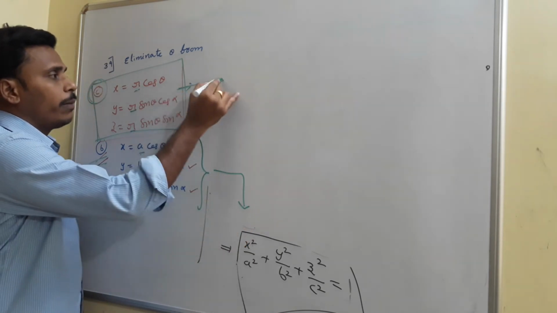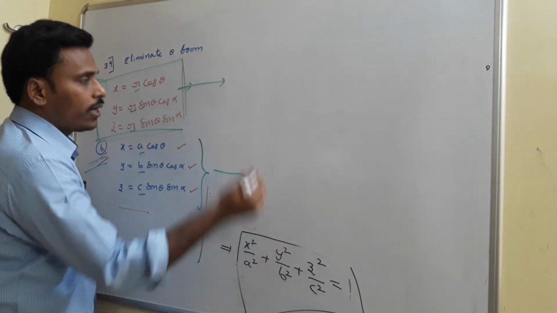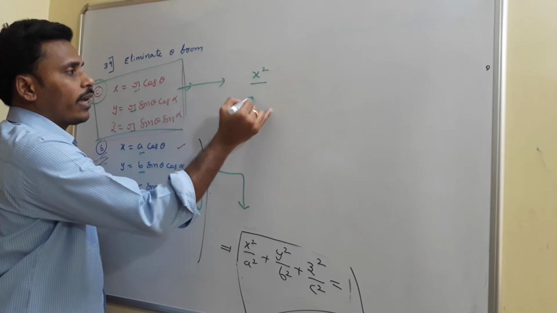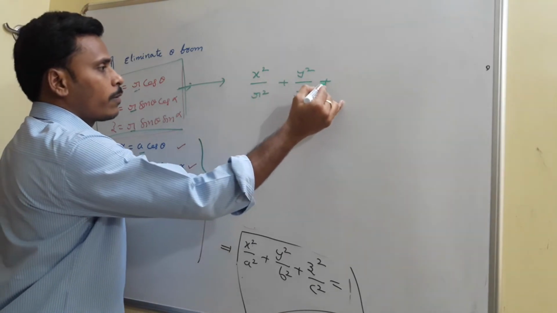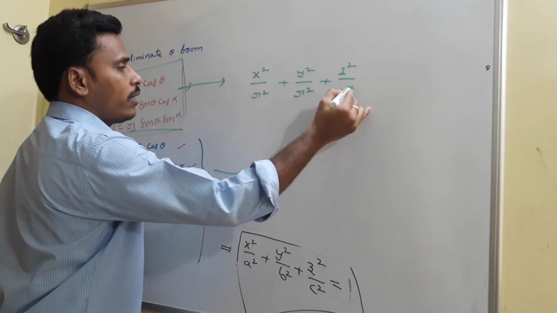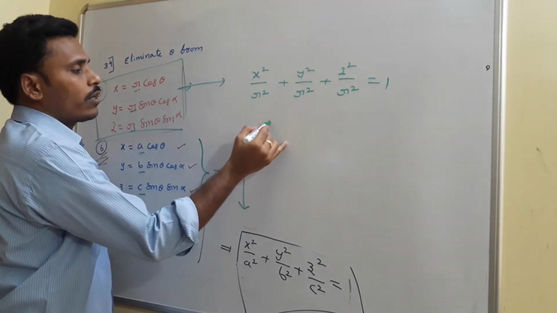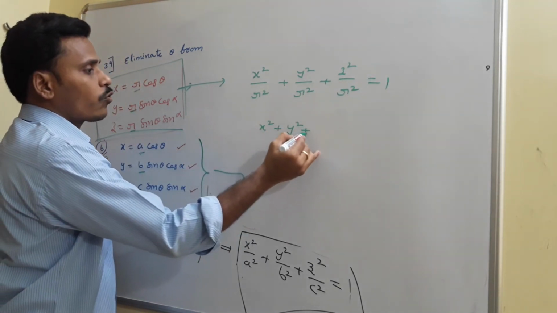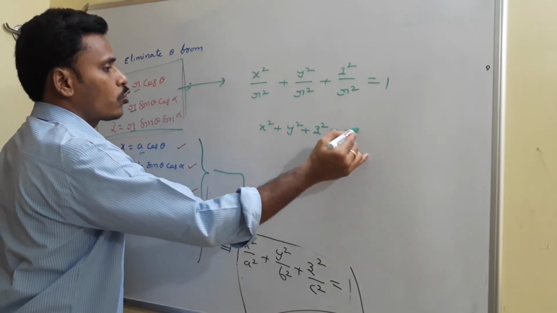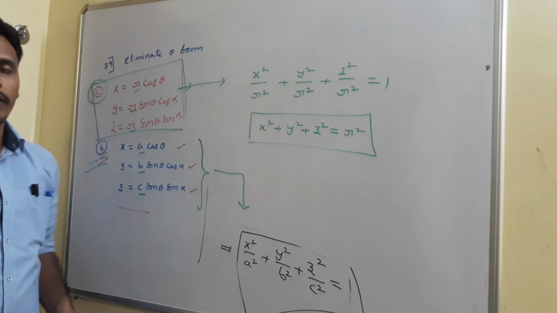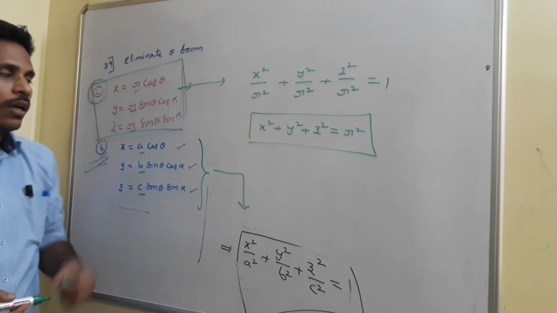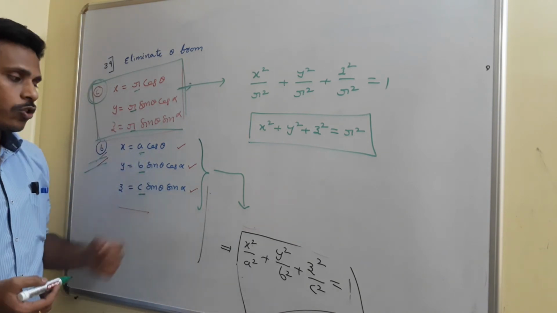And for B bit, you need to replace A, B and C with R. Then you will get x square by r square plus y square by r square plus z square by r square is equal to 1. And now if you further simplify, x square plus y square plus z square is equal to r square is the final relation by eliminating the trigonometric terms involved in the problem. Look at this, okay?